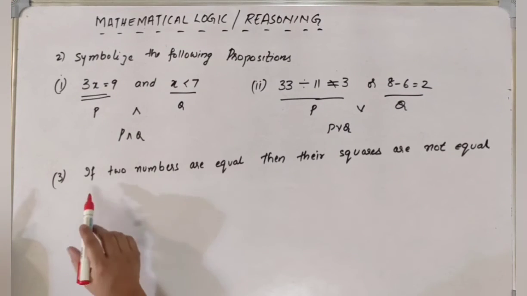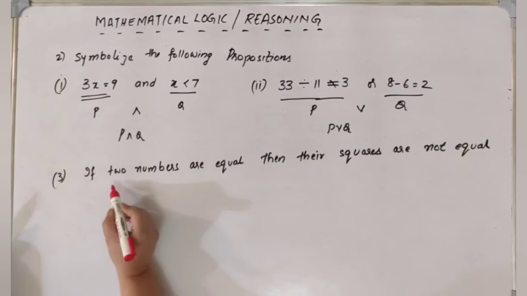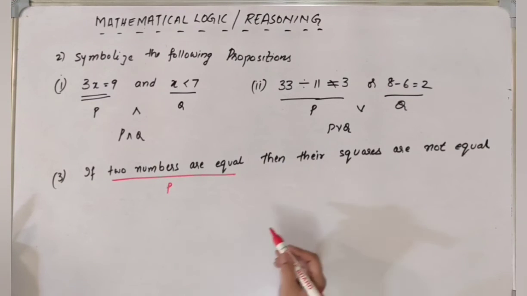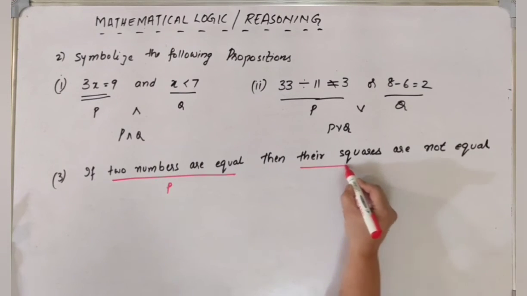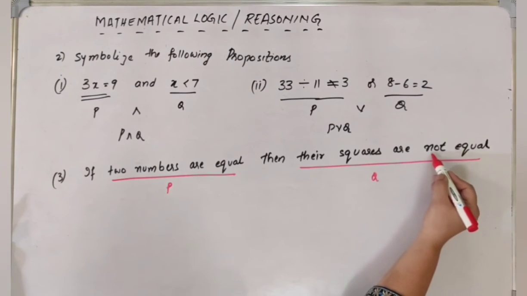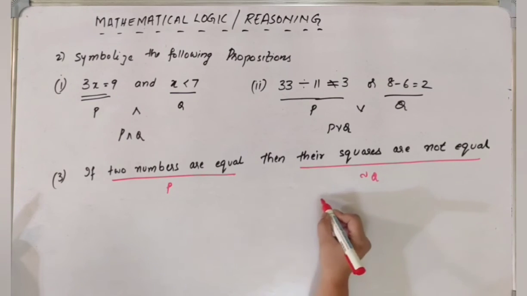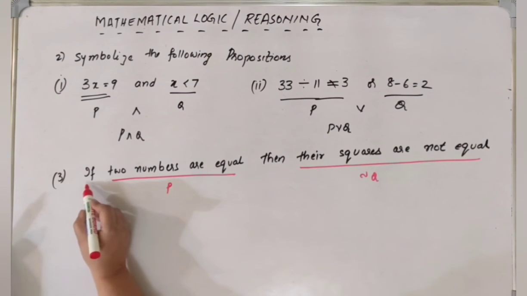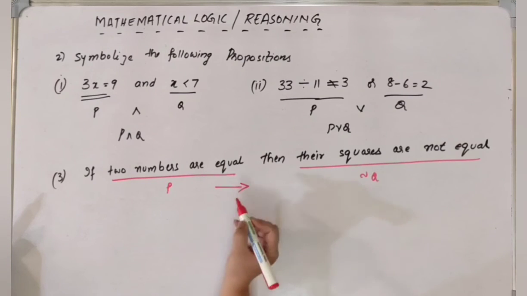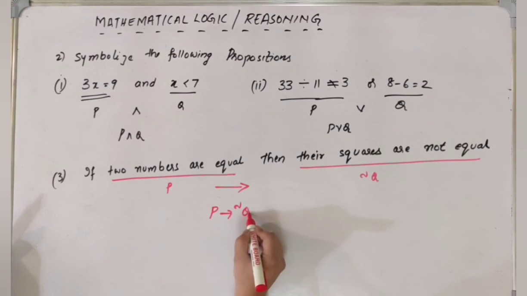So here is another example. If two numbers are equal, then their squares are not equal. So two numbers are equal. This is one statement. Say it's P. Their squares are not equal. This statement is Q, but there is not. So we'll make it as not Q. And there is also if and then, which means there is a conditional sign here. So this is going to be P conditional not Q.